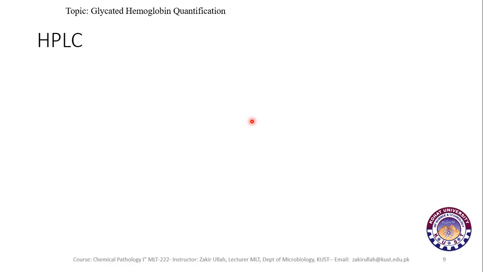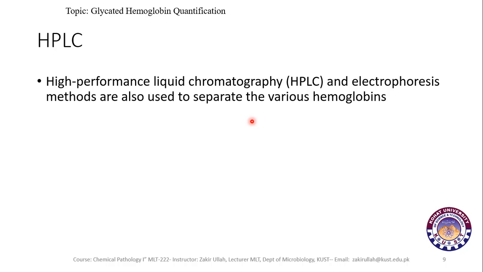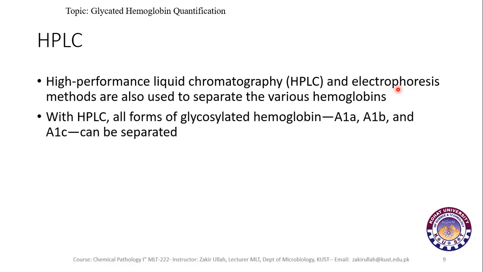The last one is HPLC, the high performance liquid chromatography, and also electrophoresis. These methods are also used for the quantification of hemoglobin A1c or glycated hemoglobin. In HPLC, all forms of glycated hemoglobin, that is A1A, A1B and A1C, all types of hemoglobin, are separated.